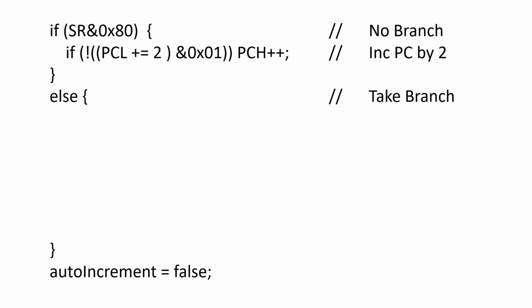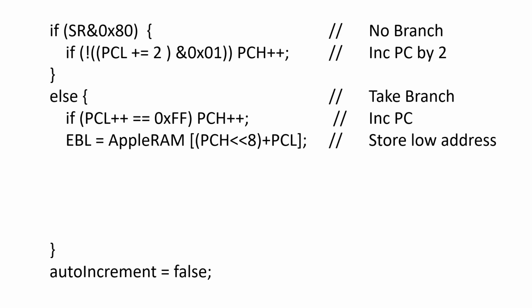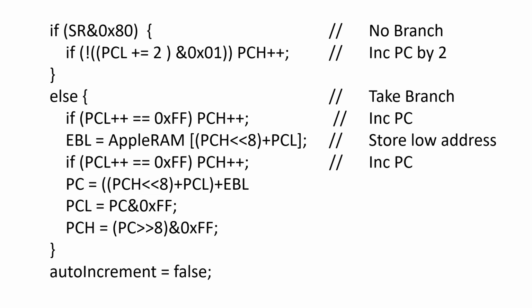the if statement. First, we want to increment the program counter so that it's pointing at the relative address, which we sometimes also call the offset. Then I want to read this value from main memory and store it in a temporary variable. I'll use EBL in this case. Then I want to increment program counter again to point at the next instruction. And the reason I do this is that the offset's computed from that next instruction address. Then I add EBL to the address formed by program counter low and program counter high, and then I store this new address back in program counter low and program counter high.